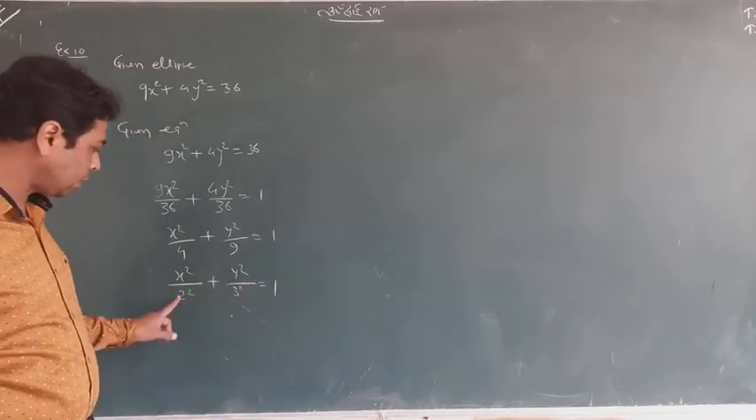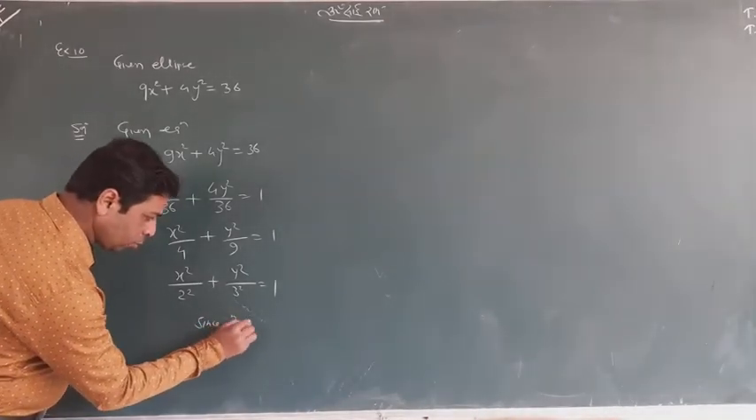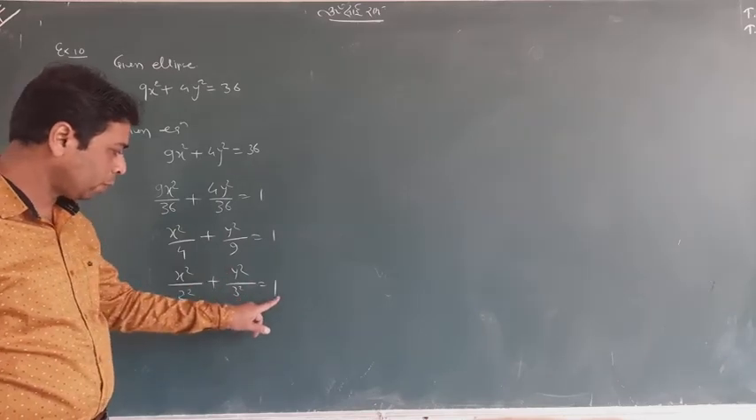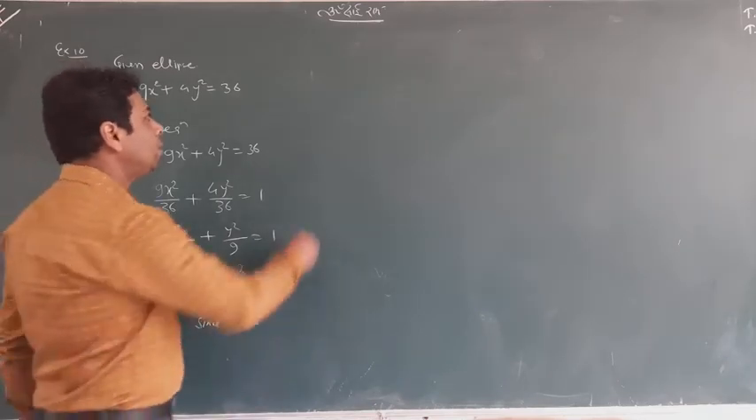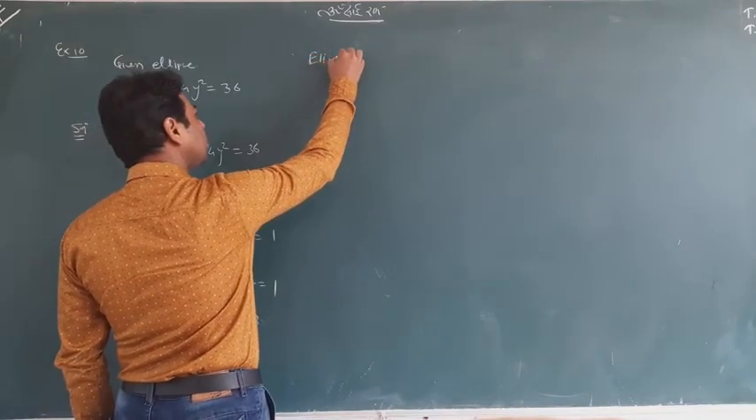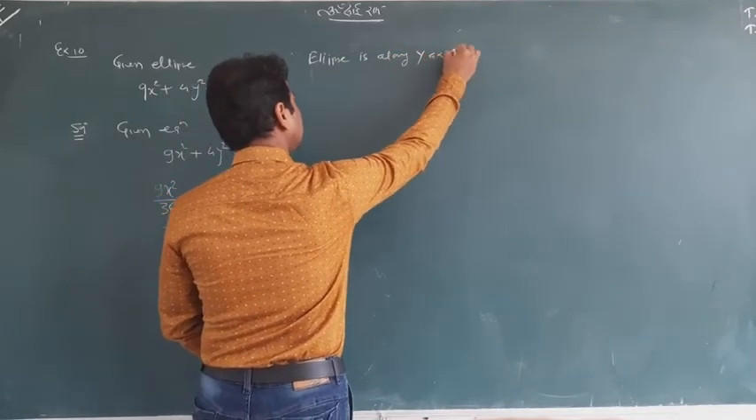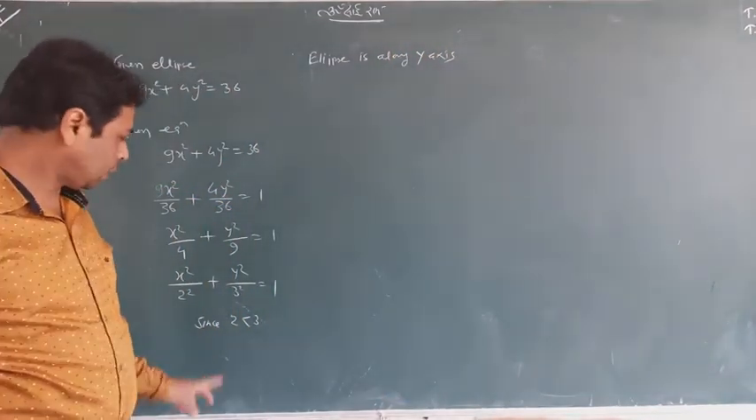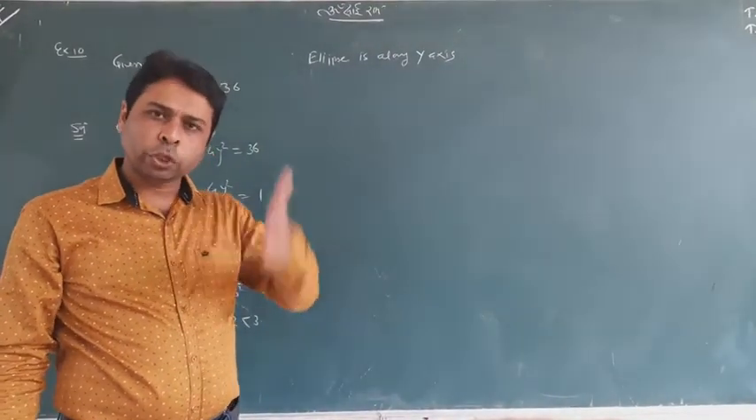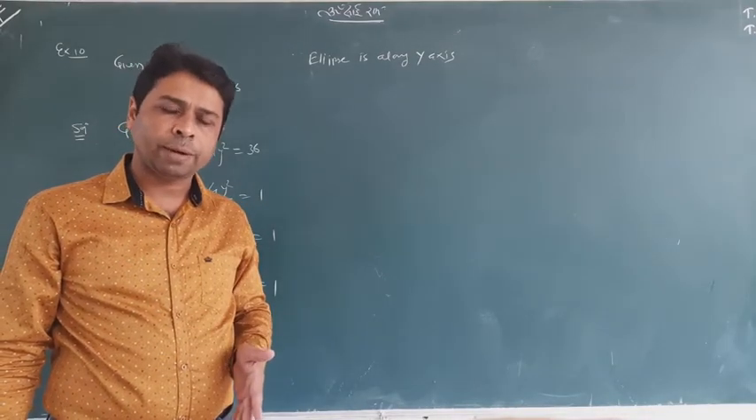One can understand that this is smaller than this one. Since 2 is smaller than 3, you understand that in x square upon a square plus y square upon b square equal to 1, a is less than b. Therefore the ellipse is along which axis? Y-axis. How do I come to know? Because this is less than this one. So the whole criterion in your mind should be that your ellipse is along the y-axis.